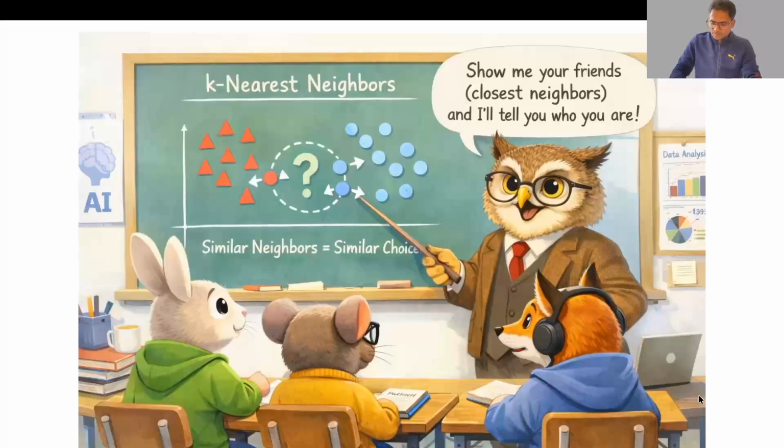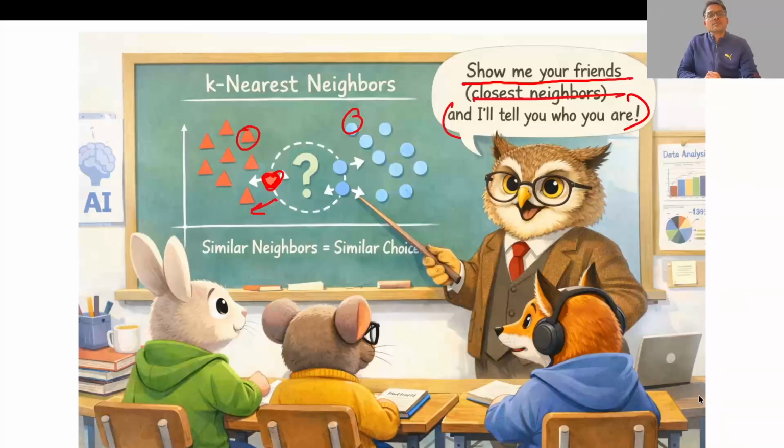Let's begin. So this is your k nearest neighbors. A quick revision. The teacher is saying, show me your friends, your closest neighbors, and I'll tell you who you are. It goes with the saying that you are the average of the people whom you hang out with. So that's your k nearest neighbor. We have to determine whether the new circle that is coming is a red type or blue type, and since it is closer to the red type, we say that you're also red type. That's the recap of what we have seen in the last class.